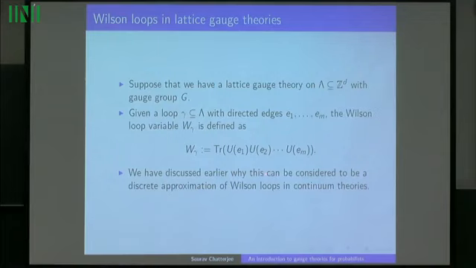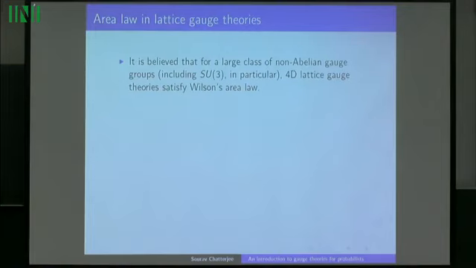So we have discussed earlier why this is a discrete approximation of the Wilson loop in continuum theories. So we saw this derivation, or this definition, in terms of this. So these are the observables. So here is the area law for lattice gauge theories.